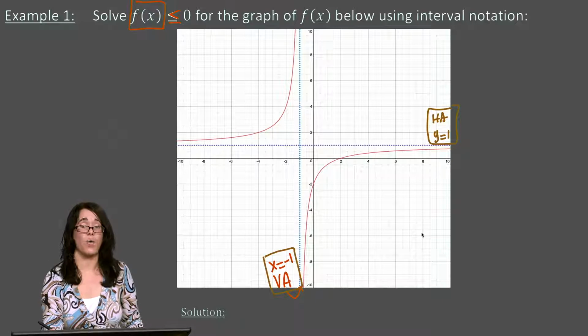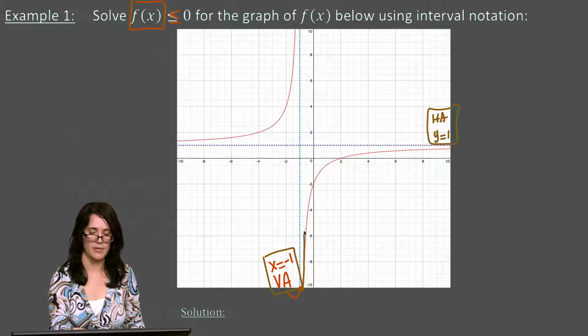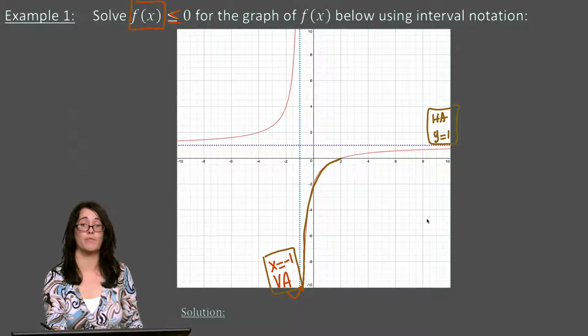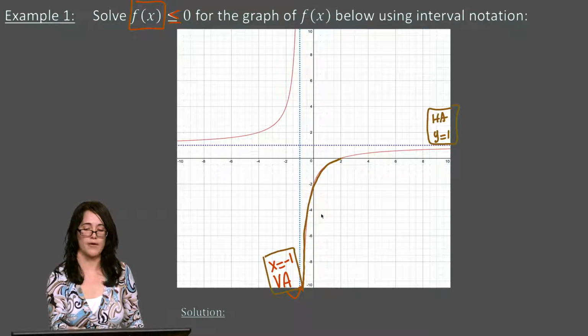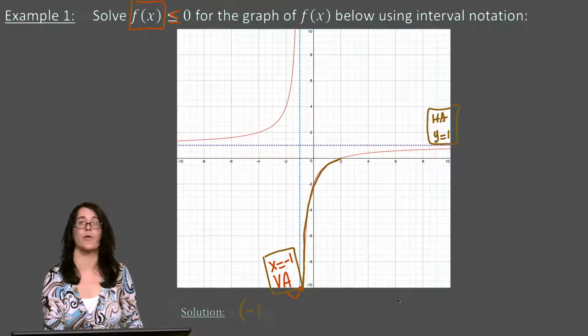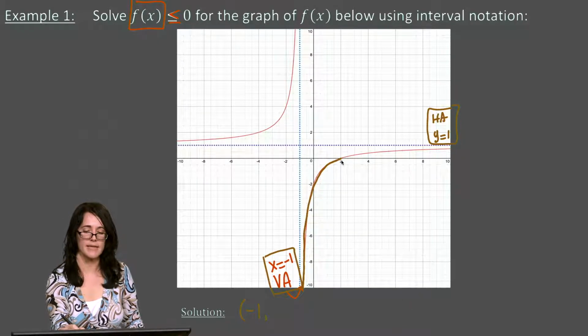When are our y values less than or equal to 0? Well, clearly, I hope you see that to the right of the asymptote, this part of the graph, I'm trying to write on top of it, sorry, is definitely below the x-axis. Those are negative y values. So y values to the right of -1, so I could write that in my solution set as parentheses -1, so to the right of -1, until I get to the x-intercept.